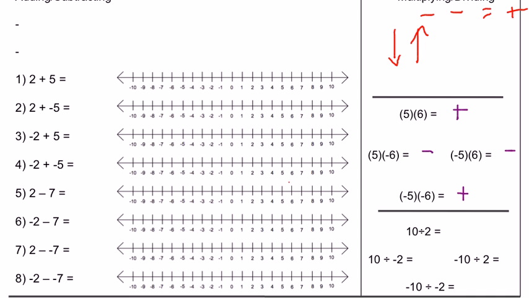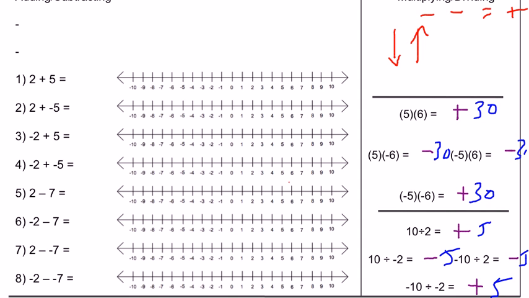A positive divided by a positive is positive. Positive divided by a negative is negative. Negative divided by a positive is negative. And a negative divided by a negative is positive. And then we can put in those answers: 30, 30, 30, 30, 5, 5, 5, 5.